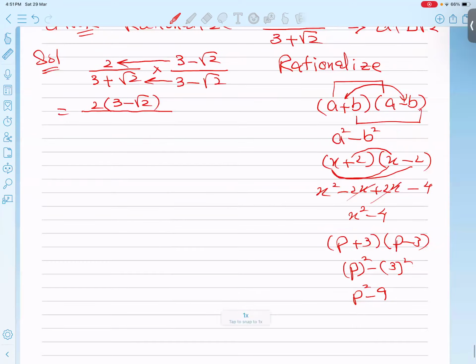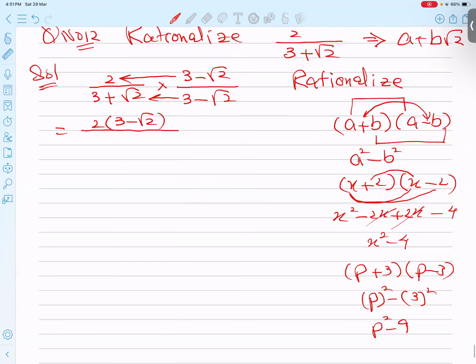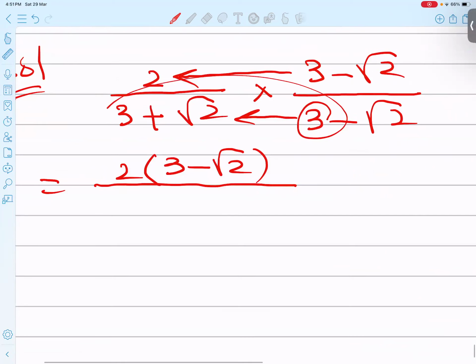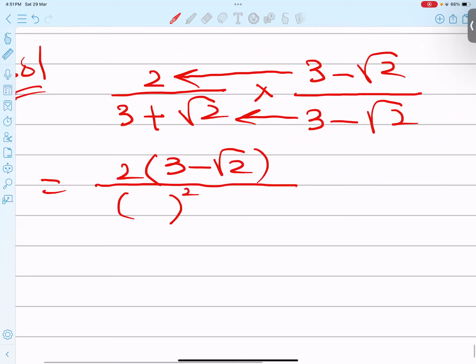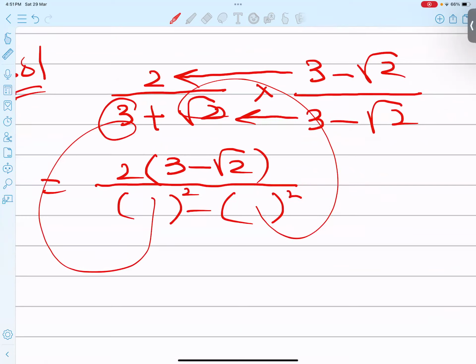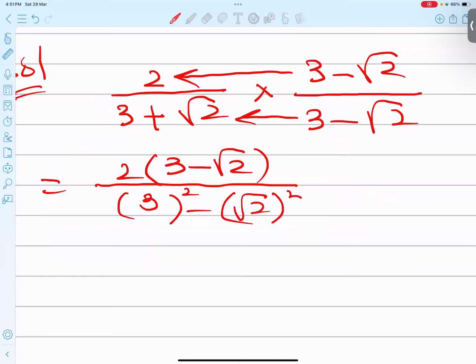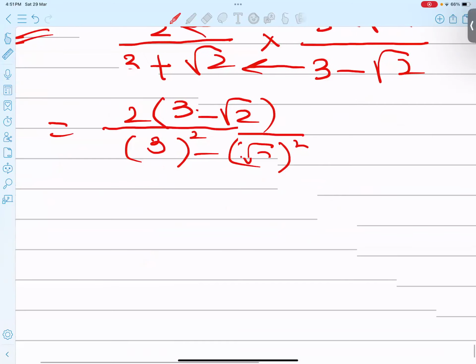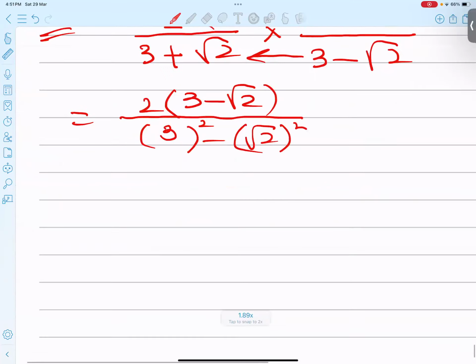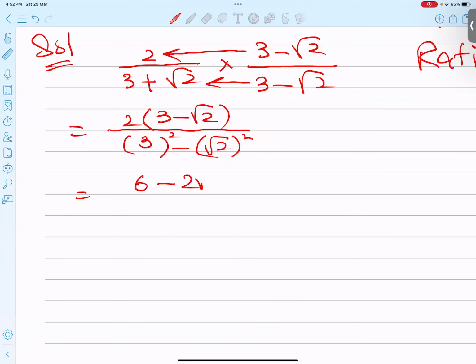So let's apply this criteria. Check it, please, students. First term match, yes. Second term match, exactly. Sign in the middle opposite, correct. What I can say, students, is square of the first term and square of the second term. First term is 3, second term is root 2. So 3 and root 2, I'm going to finish my question. In the numerator, I got a 2 multiplied with both. I got 6 minus 2 root 2. And down, square of 3 gives 9 and square of root 2 gives 2. I got 7. So 6 minus 2 root 2 over 7.